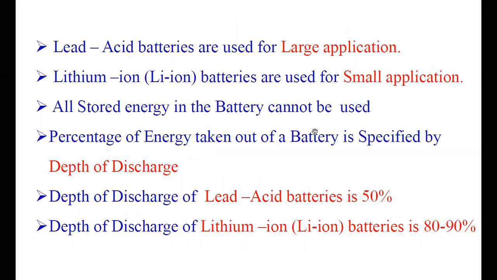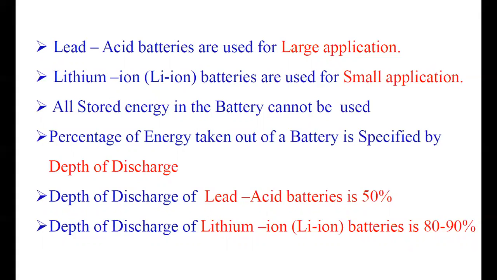So the lead acid batteries are normally used for large applications, also for the home solar system design. In the home solar system design, one of the main factors is the storage of the energy that has to be produced in the daytime. That energy has to be stored in the battery and used in the evening or night times by the consumers. So lead acid batteries are normally used for large applications and lithium ion batteries are used for small applications. Normally, in the home solar system design, we mostly use lead acid batteries.